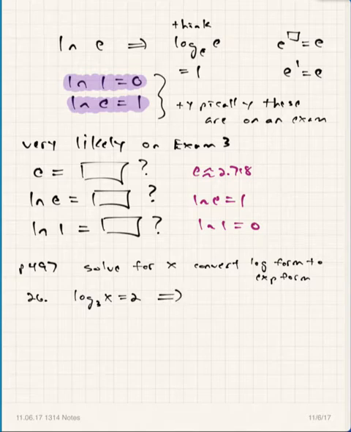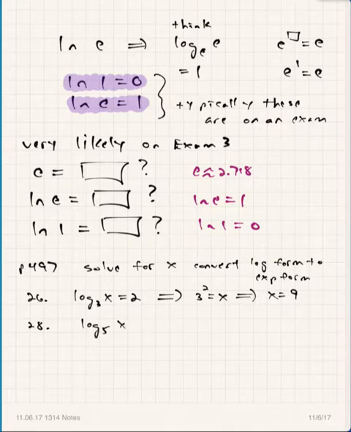In exponential form, this would be 3 to the second power is equal to x. And so what does that give you? Remember, you're solving for x here. That x has to be 9. That's easy enough. Problem 28, logarithm base 5 of x is equal to 2. In exponential form, this statement would be 5 to the second power is equal to x. And so that would get you x is 25.